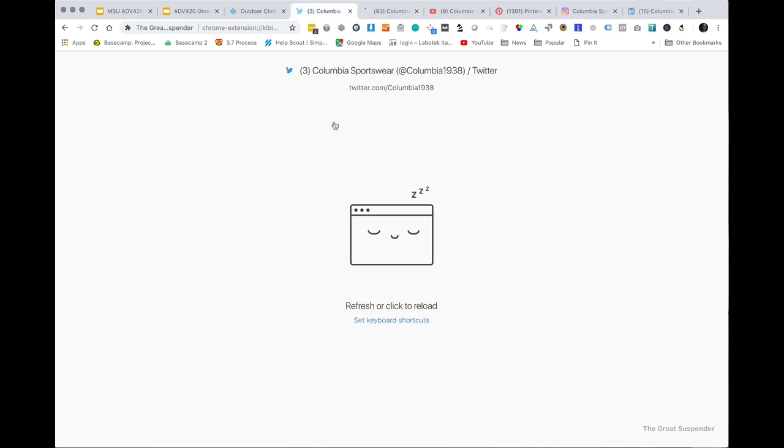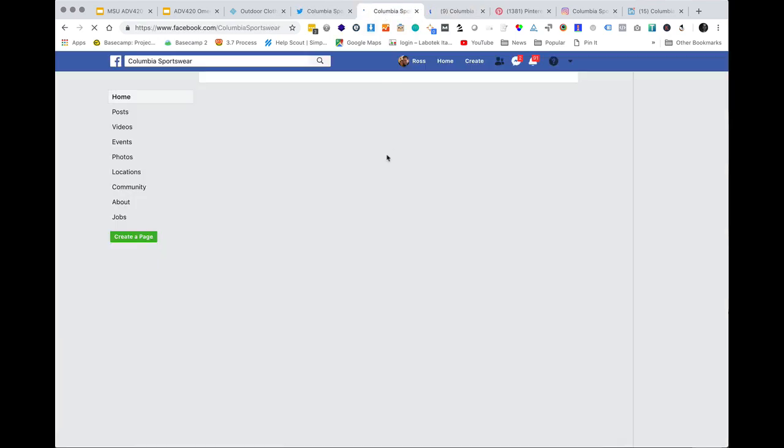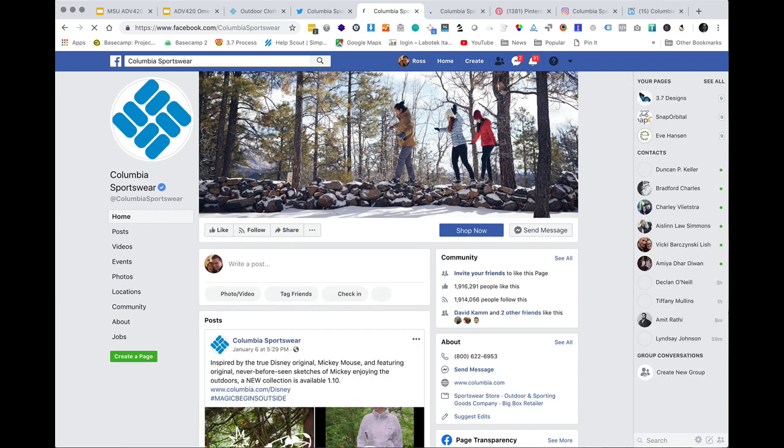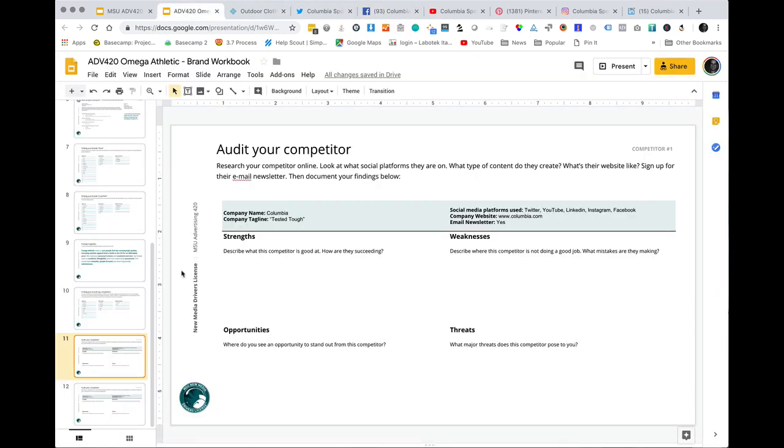I'll load a few of these. 1 million likes. So almost 2 million likes and almost 2 million people following them. So it might be really hard to compete with them on Facebook. That might be one of the things we say. So we could say here they're doing really well on Facebook. But as we're looking through here, maybe we find other ways where they're not doing that great.